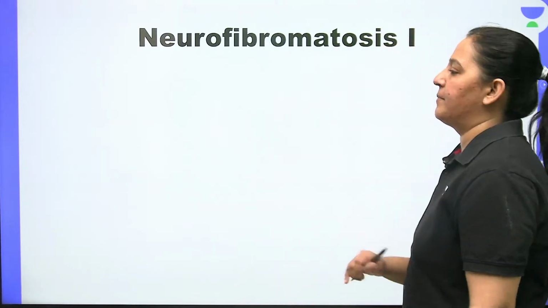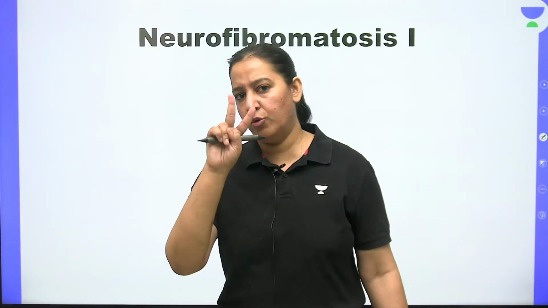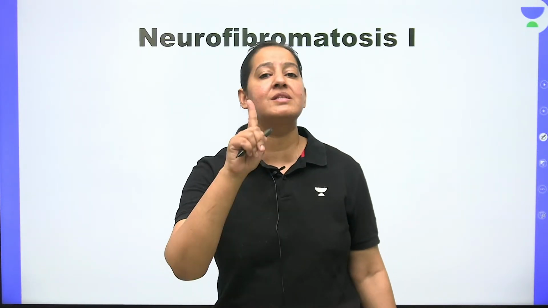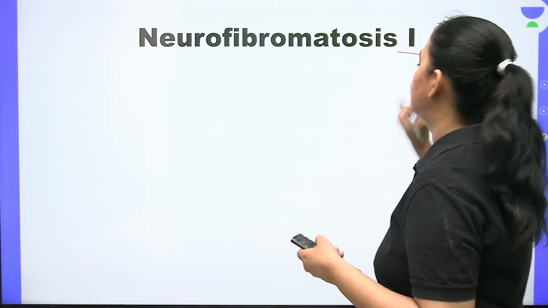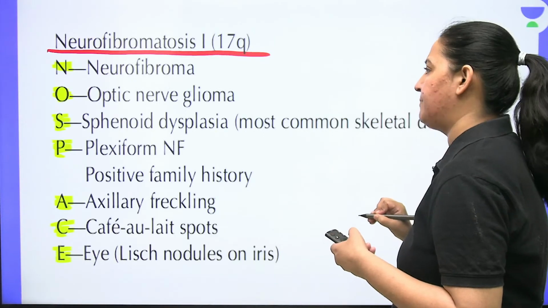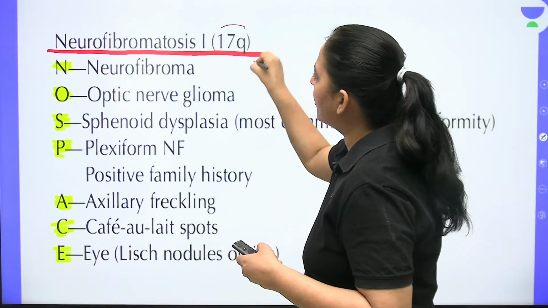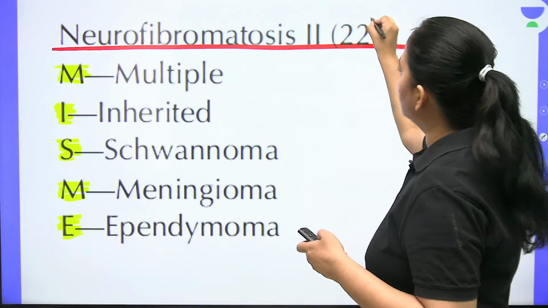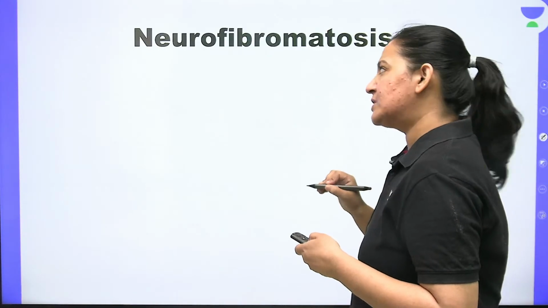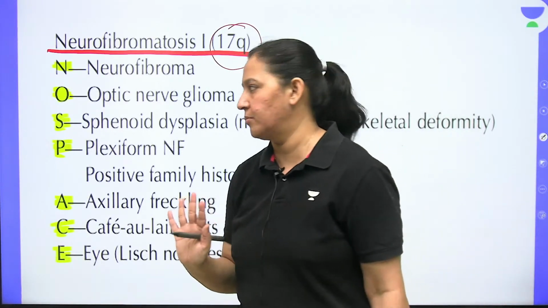Let me come to neurofibromatosis. In neurofibromatosis also students get confused. There are 2 types, neurofibromatosis type 1 and type 2. So let me come to neurofibromatosis type 1. The first thing: the neurofibromatosis type 1 gene occurs on chromosome 17 and the neurofibromatosis 2 gene occurs on chromosome number 22. So you have to learn the chromosome numbers. A simple question can be on the number of the chromosome, right?